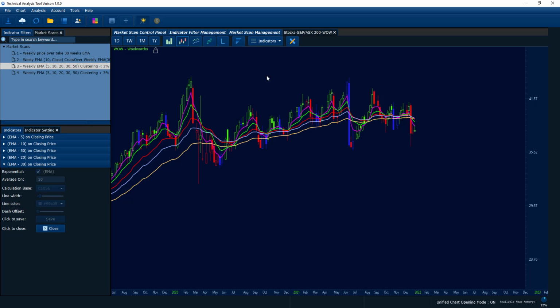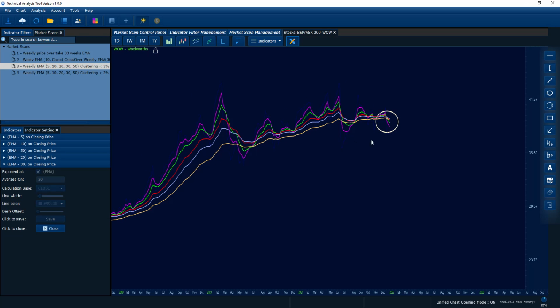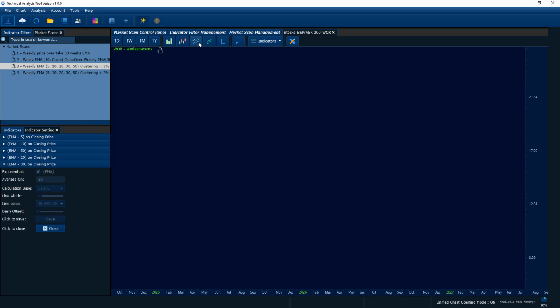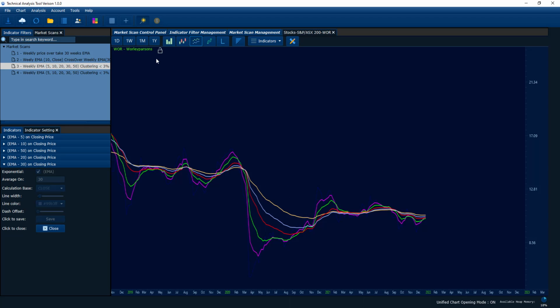If I hide the bar chart and only look at the moving average, as you can see here, I do find a moving average clustering together, and the range is within 3%, right? Unfortunately, it's moving down, but that's a good result. Let's quickly have a look at another one. Let's only look at the line charts here. So as you can see, this WOR also fulfills this condition because they are quite close together within the 3% range, right?